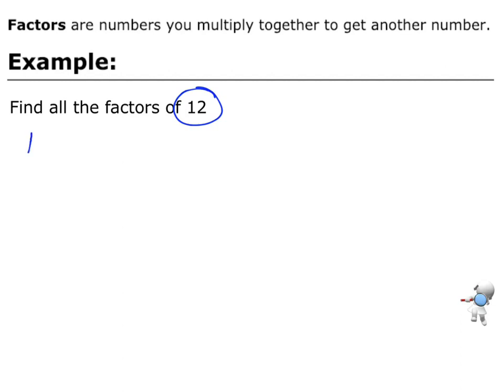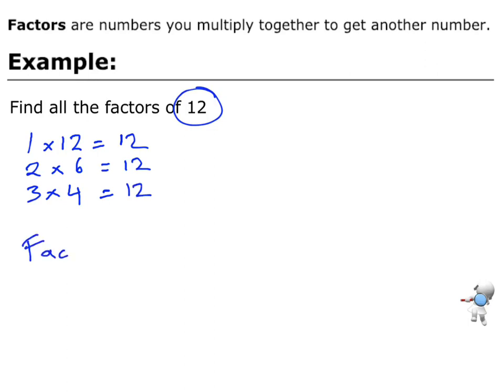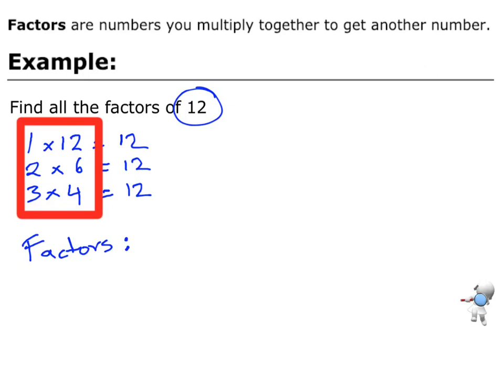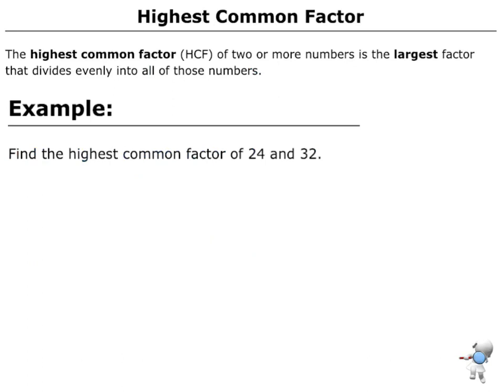So I could do, for example, 1 times 12 is 12, or 2 times 6 is 12, or 3 times 4 is 12. So that means if I want to list all the factors of 12, then all these numbers here, 1, 12, 2, 6, 3, 4, those are all the numbers that are factors. So I'm just going to write them as a list. And that's how we do factors.